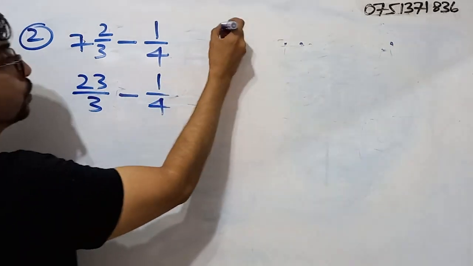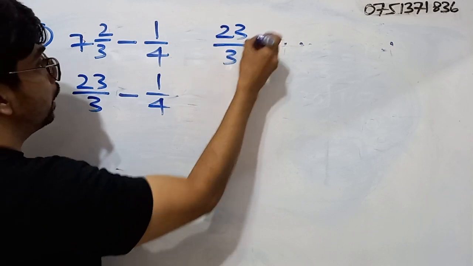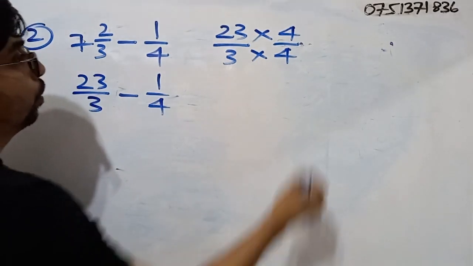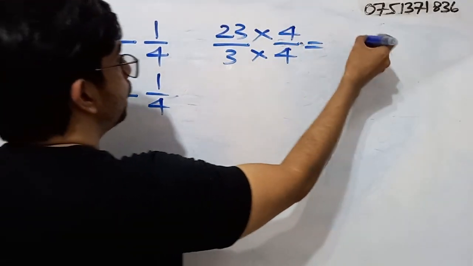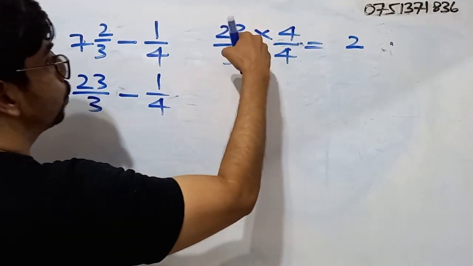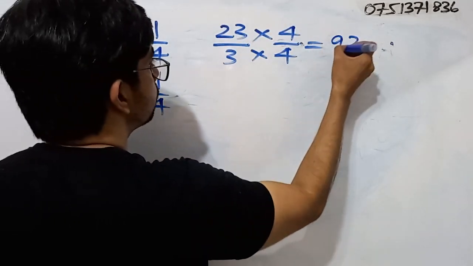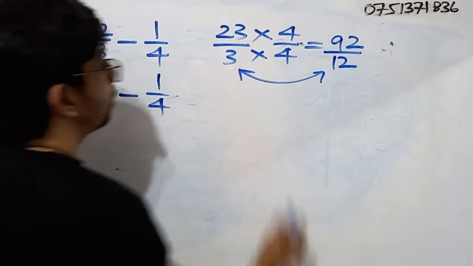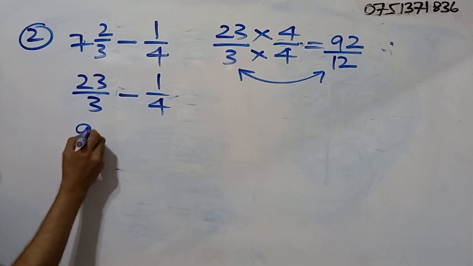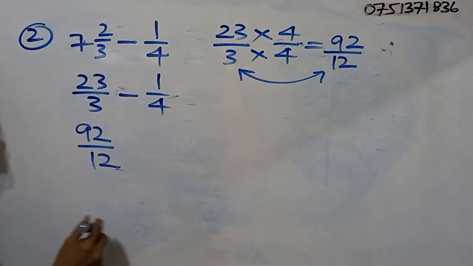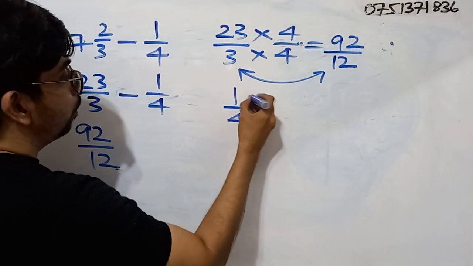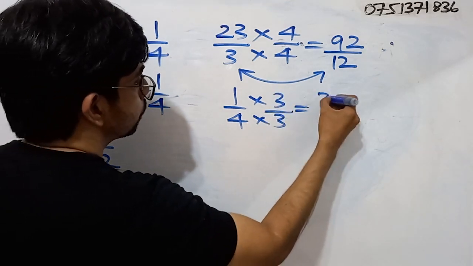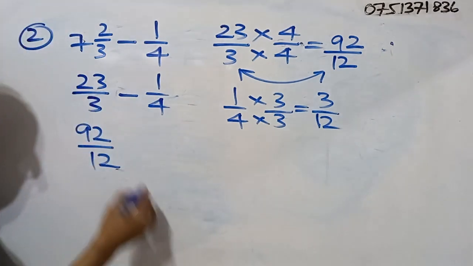12. So 23 by 3, I have to multiply the denominator by 4 and the numerator by 4. Right? So 4 into 3, that is 12. So there's a 1. 4 into 2, that is 8. Add the 1, this becomes 92. Divide by 12. Now these two are what? Equivalent fractions. So 92 by 12. 1 by 4, I have to multiply both the numerator and the denominator by 3. So this becomes 3 by 12.